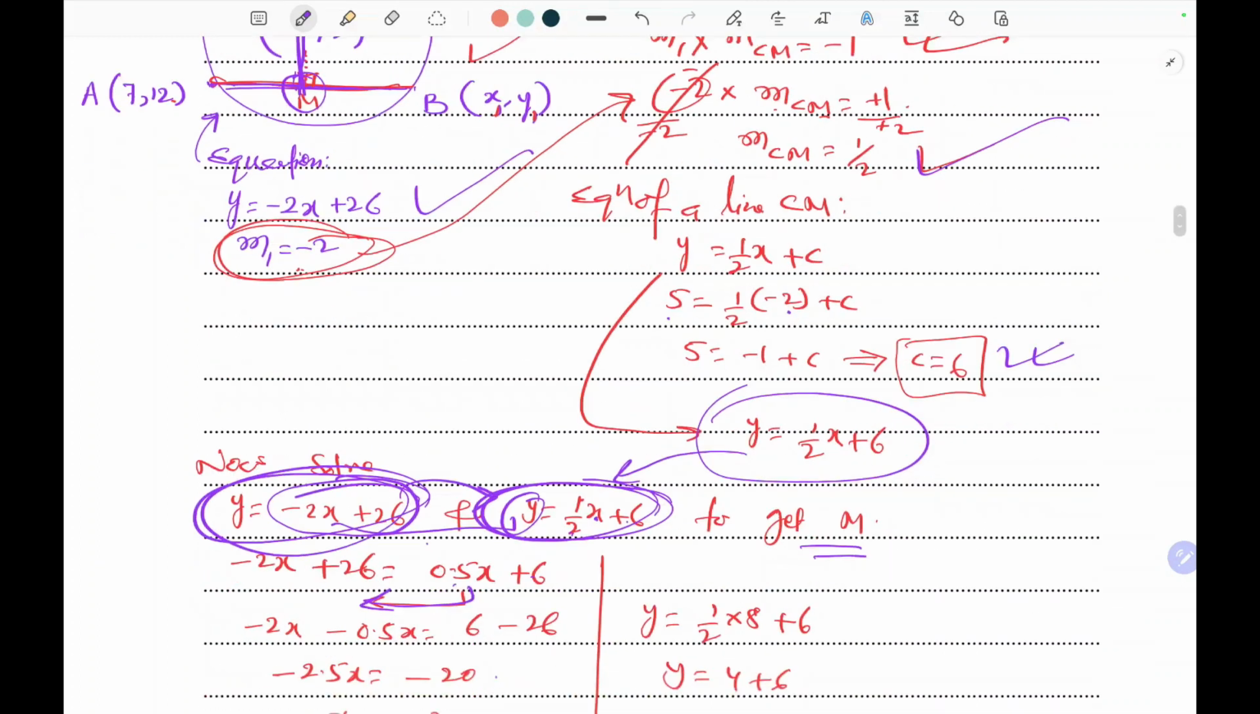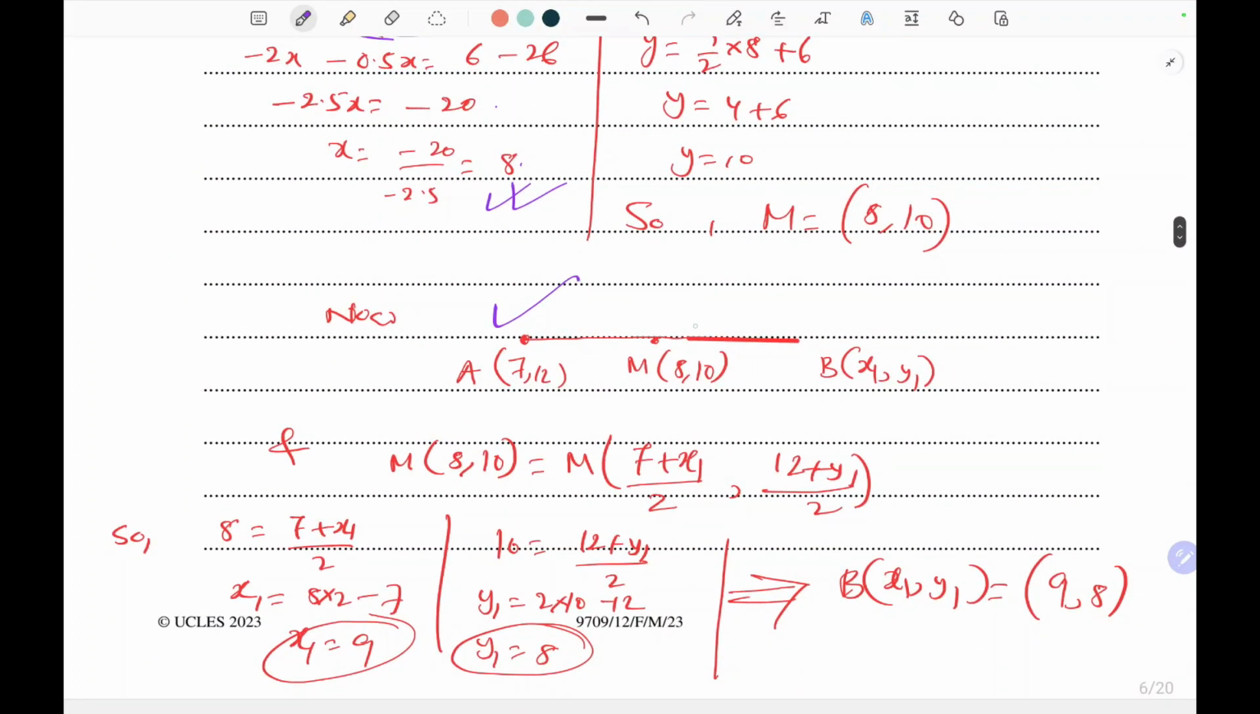I have A. Now I need to find B. So here you can check: A is (7, 12), M is (8, 10), and B is (x1, y1). We know that M is the midpoint of AB, which is ((7 + x1)/2, (12 + y1)/2). These two are the same points, so 8 equals this and 10 equals this. So 8 = (7 + x1)/2. Just calculate: 8 times 2 minus 7, x1 is 9. And 10 = (12 + y1)/2, so y1 is 10 times 2 minus 12, which is 8. So I got x1 and y1, which is (9, 8).